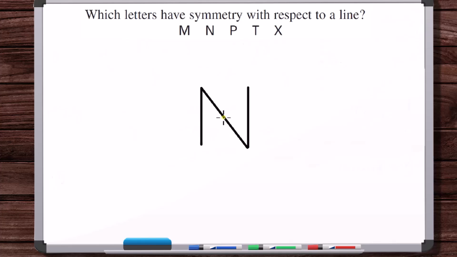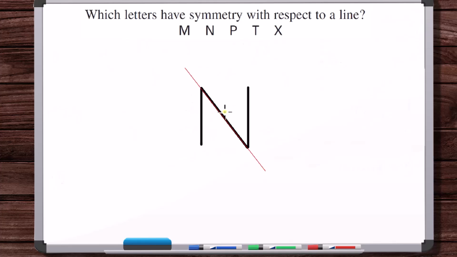Okay, so we can start with maybe a vertical line like that. Well, actually, no, that's not going to work, because let's pick this point here and draw the perpendicular bisector. No, we're not back on the figure, so no. Same idea with a horizontal line. No. Okay, maybe a line like this.